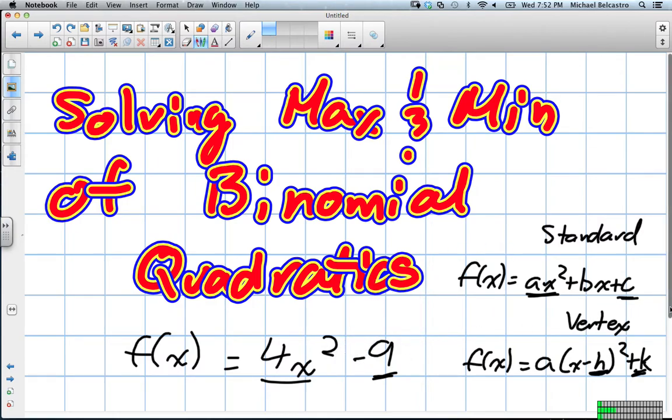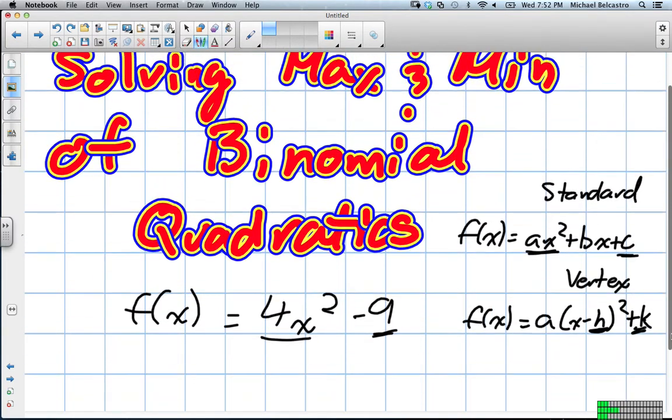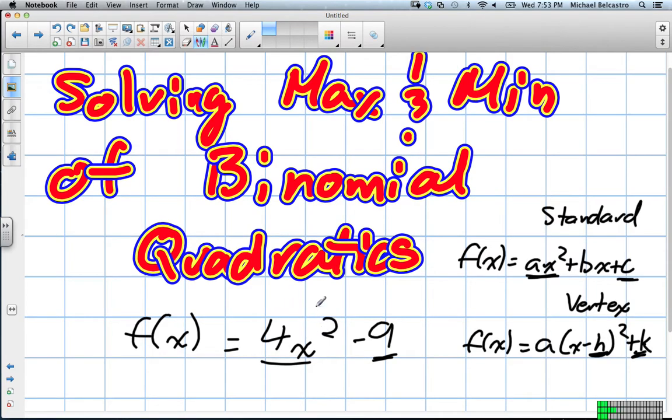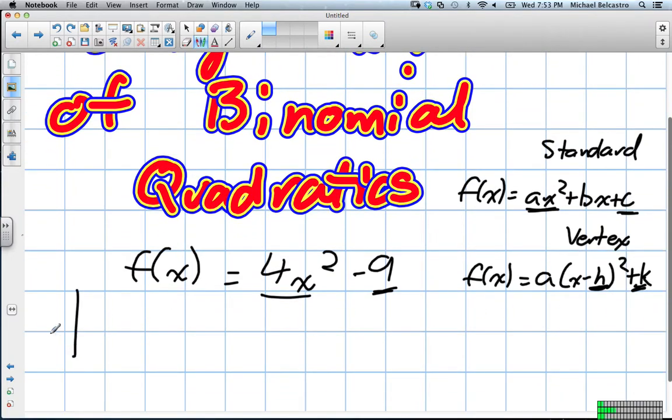The good thing about it being a binomial in standard form is that we can find our x-intercepts very quickly. Our x-intercepts are when y equals what? 0. So this is when y equals 0. In other words, f of x becomes 0. So 0 equals 4x squared minus 9.